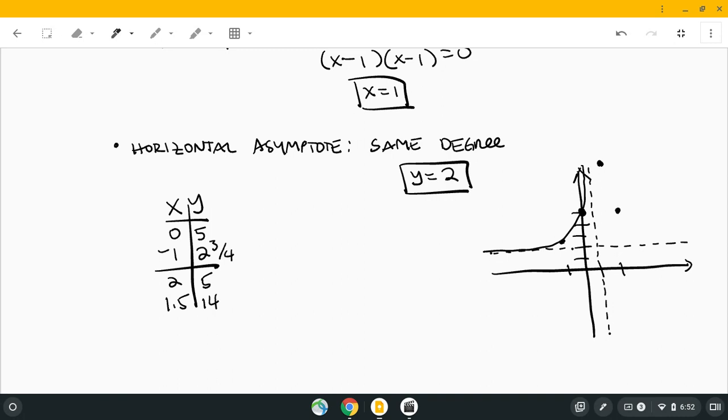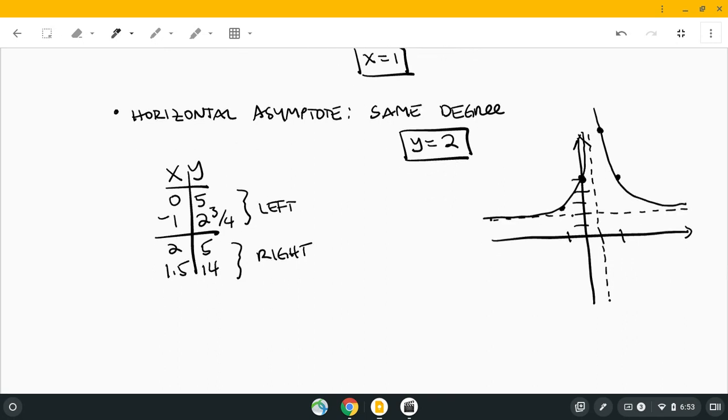So we see that it probably does something like that. And again, these points are on the left of the asymptote, and these here are on the right side of the vertical asymptote. Okay, and let's go ahead and do one more.